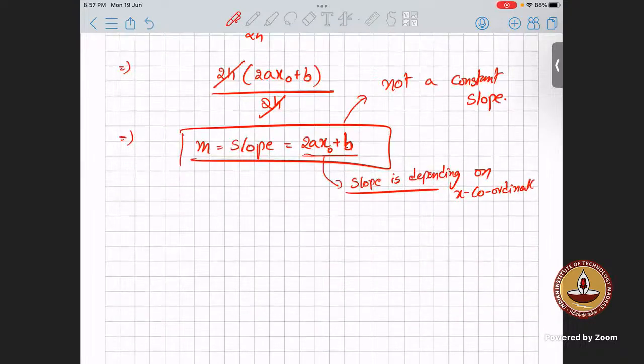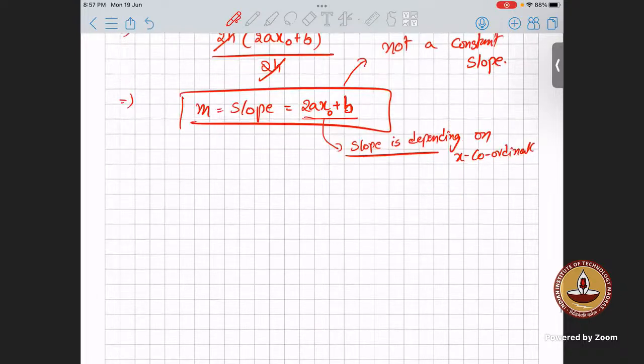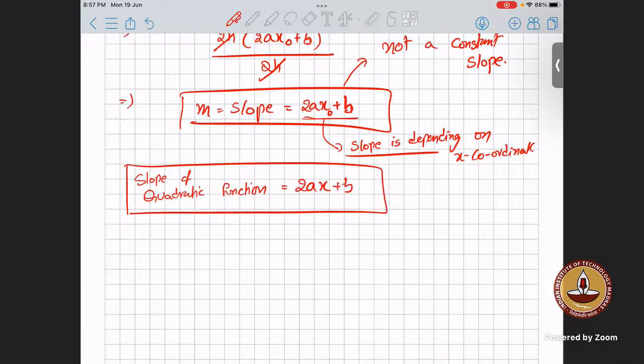So this is the derivation of the slope of a quadratic function. The slope of a quadratic function is equal to 2ax plus b. Clear? Any doubts till now?